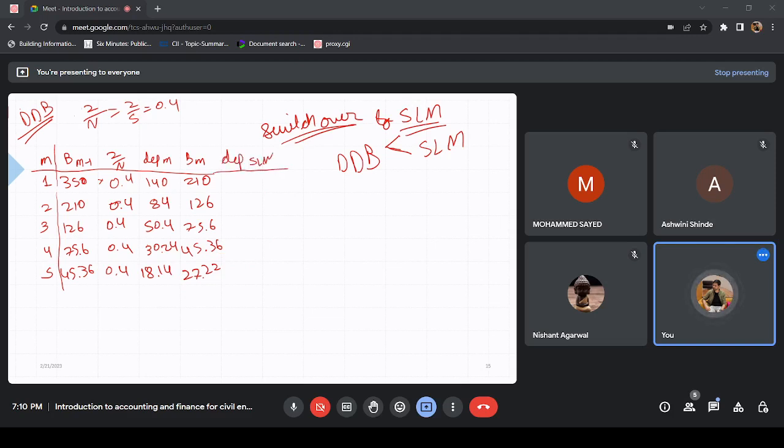Okay, depreciation by SLM. So in first year, if you have to depreciate 210 to 0, you would say, okay, not 210, 350 was our book value. So 350 to 0 in 5 years. That means we have to depreciate by 70 in this year, or 70 throughout. Do you get this point? What is happening?